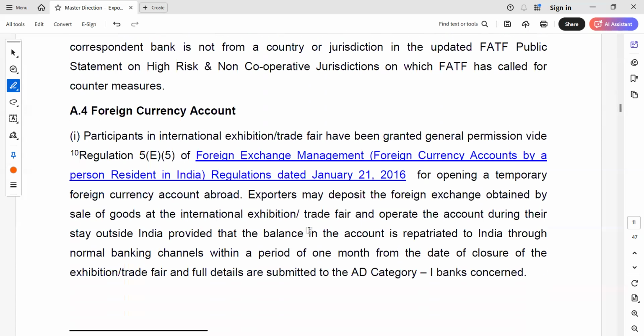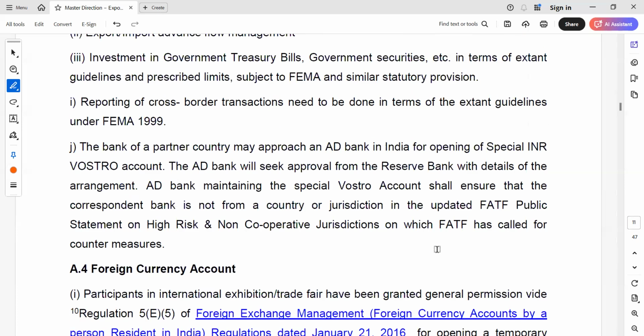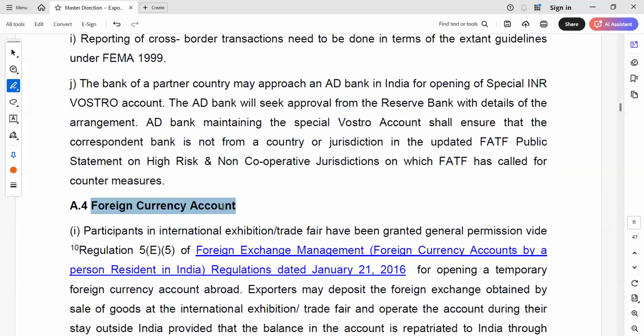Okay, so foreign currency account, this we will discuss in our next part of the video. Today we have discussed the 10 pages of the circular. This circular has a total of 47 pages. Okay, so up to 10 pages we have done. And next is foreign currency account that we will be discussing in our next video.